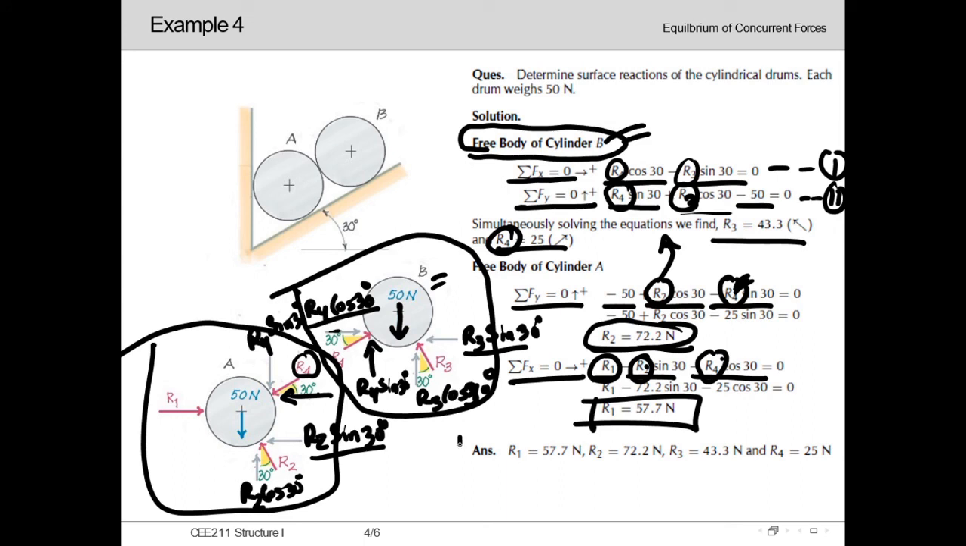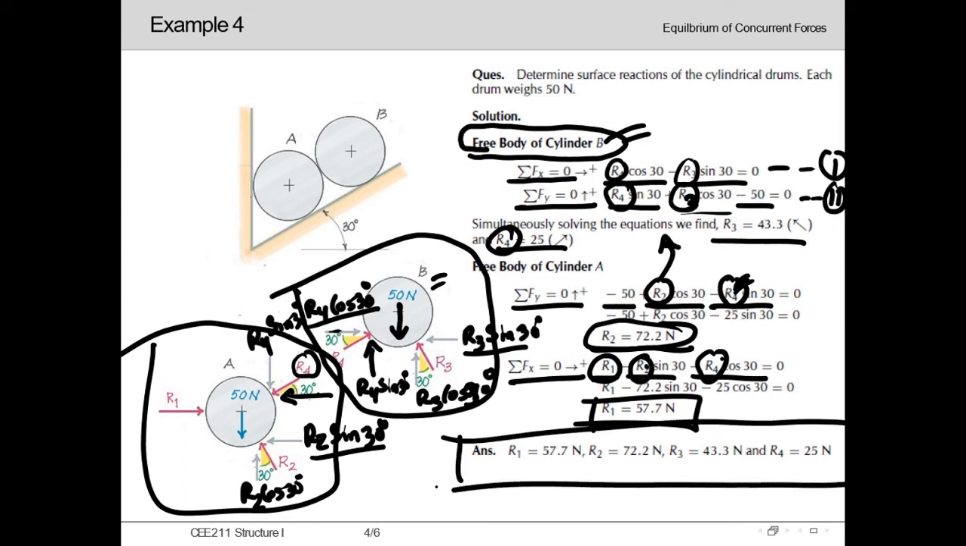In this way, we conclude the values of R1, R2, R3 and R4, which are the surface reactions that were asked to be determined in our question.